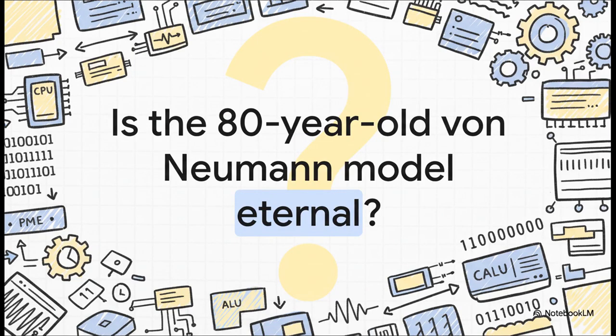And all of this leaves us with a critical question about what's next. For almost 80 years, we've been building on the same basic blueprint, just finding more and more clever ways to fight its built-in bottleneck. But we are now approaching the absolute physical limits of how small we can make a transistor. So we have to ask ourselves, is this 80-year-old model going to last forever? Or will the future of computing require us to throw out the blueprint and invent a completely new architecture from the ground up?